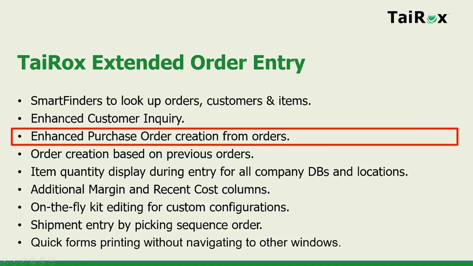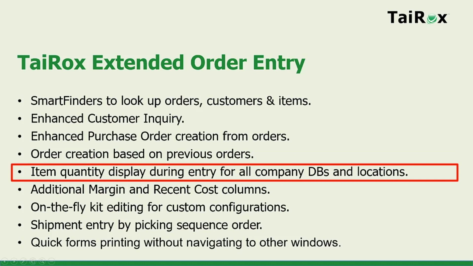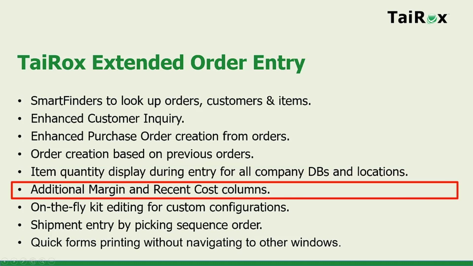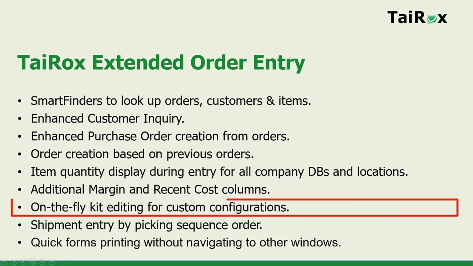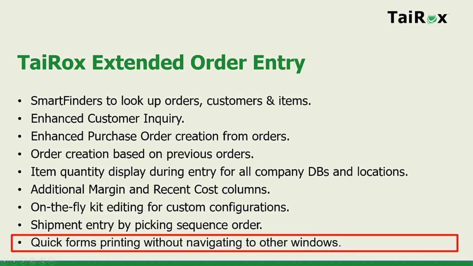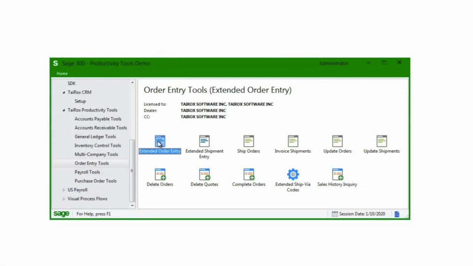enhanced purchase order creation from orders, order creation based on previous orders, item quantity display during entry for all company DBs and locations, additional margin and recent cost columns, on-the-fly kit editing for custom configurations, shipment entry by picking sequence order, and quick forms printing without navigating to other windows. Let's launch the program and see how these features work.